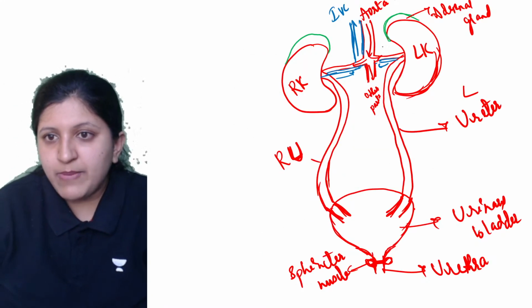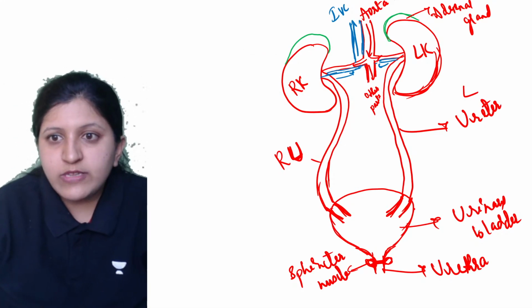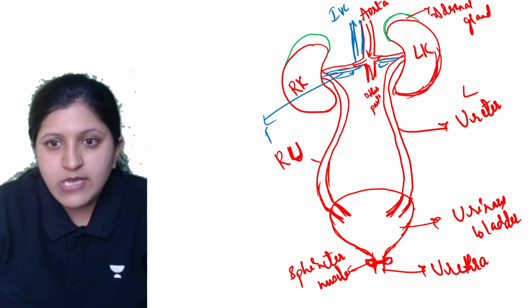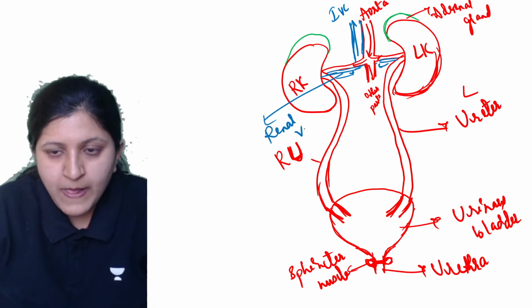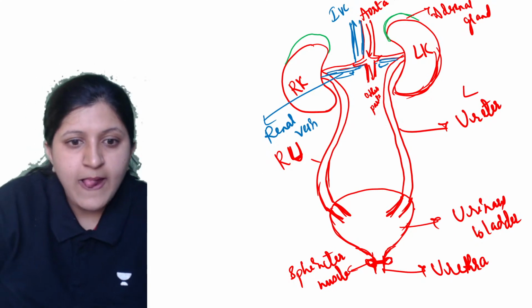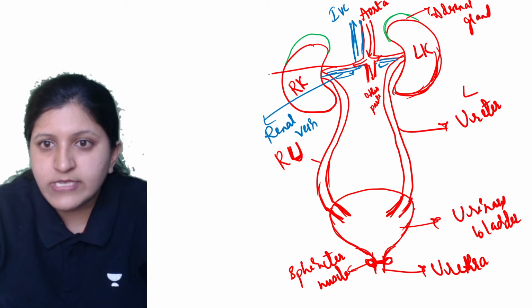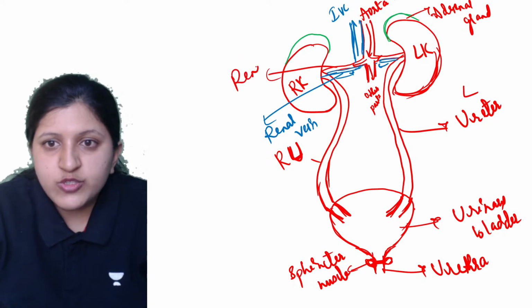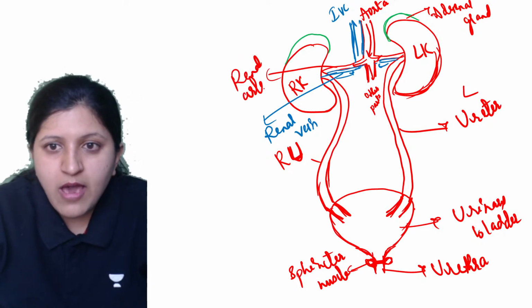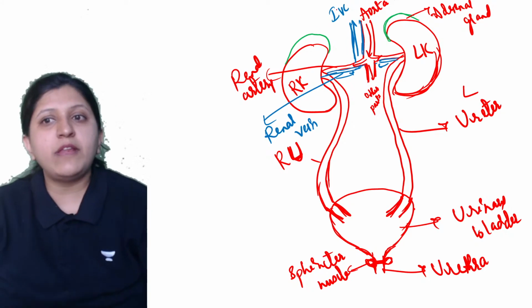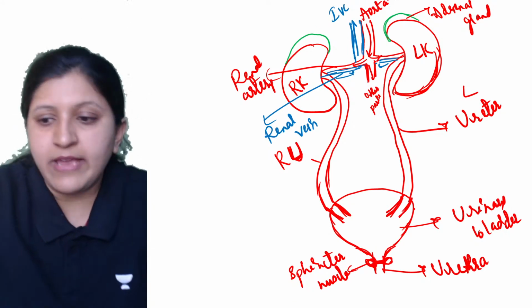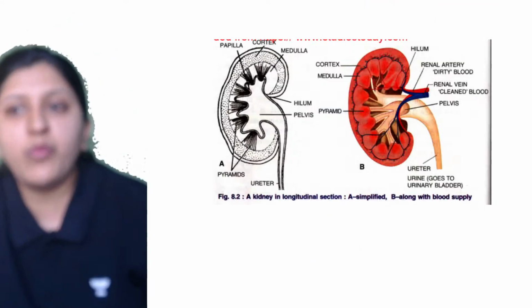Let me just label these two parts now. This one is the renal vein, and the other one is the renal artery. I'll label it here itself. So here you can see a renal artery. There is a renal artery, renal vein, aorta and an IVC, which is basically the inferior vena cava.